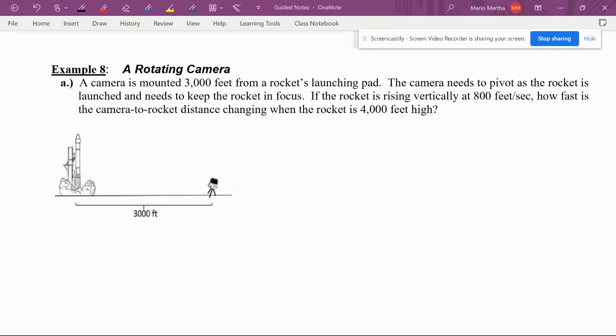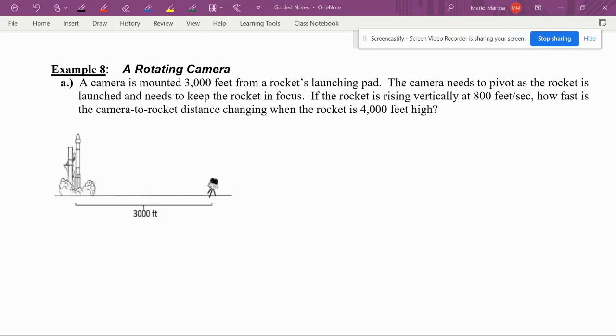So welcome back to 4.5 of part 2. Example 8, a rotating camera. A camera is mounted 3,000 feet from a rocket's launching pad. The camera needs to pivot as the rocket is launched and needs to keep the rocket in focus. If the rocket is rising vertically at 800 feet per second, how fast is the camera to rocket distance changing when the rocket is 4,000 feet high?